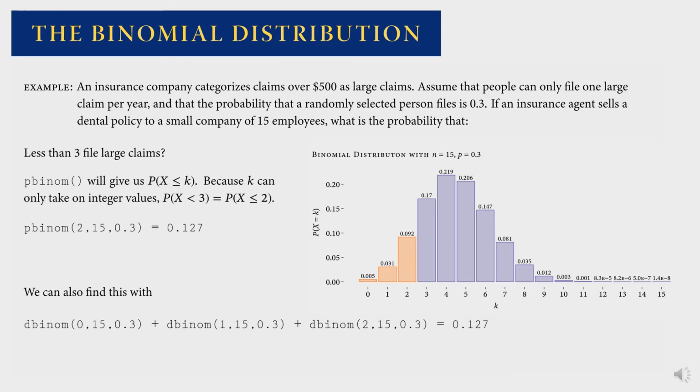pbinom will give us the probability that x is less than or equal to something. Because x can only be an integer, the probability that x is less than 3 is the probability that x is less than or equal to 2. pbinom(2, 15, 0.3). And you can get the same result by adding up the relevant dbinoms.